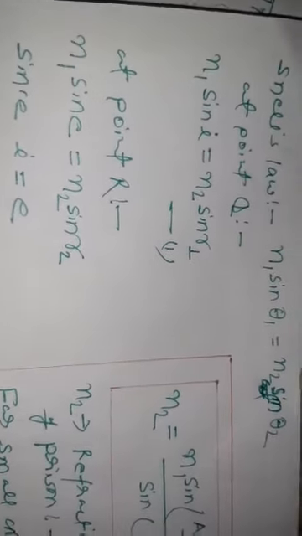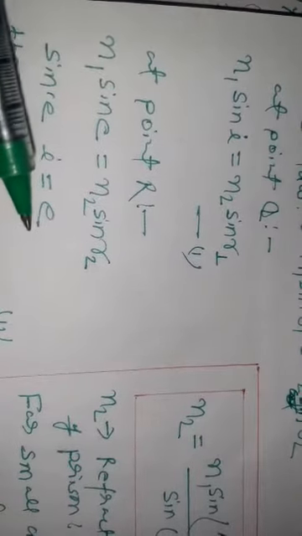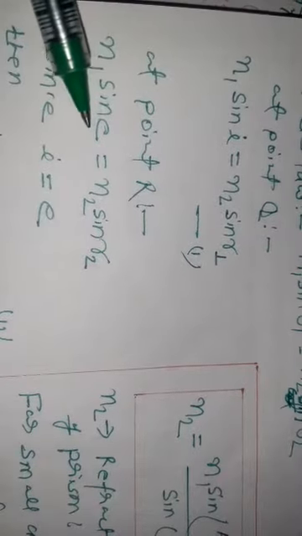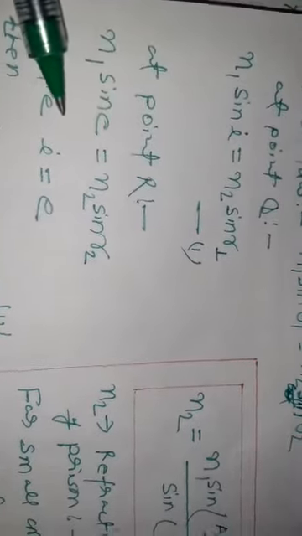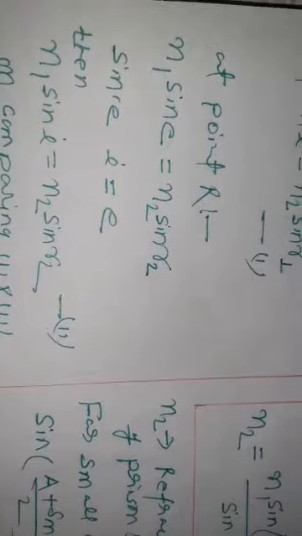Okay, since as we have discussed, for the minimum deviation I equals E, so we can write here I equals E. Then this equation becomes n1 sine I equals n2 sine R2.